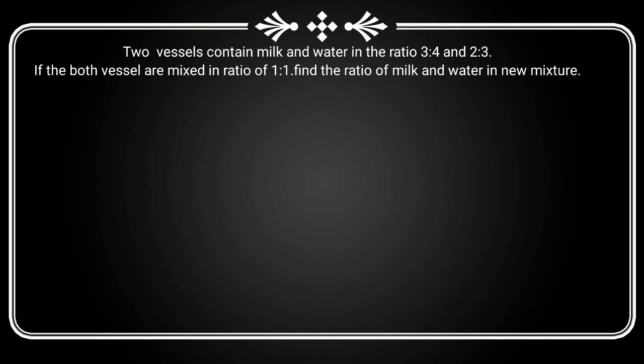Now we will see the next question. Two vessels contain milk and water in the ratio of 3 is to 4 and 2 is to 3. If both vessels are mixed in the ratio of 1 is to 1, find the ratio of milk and water in the new mixture. Now we will see the answer for this question.